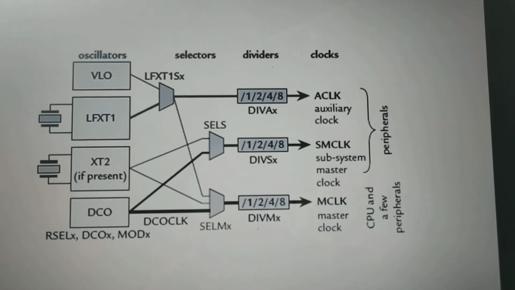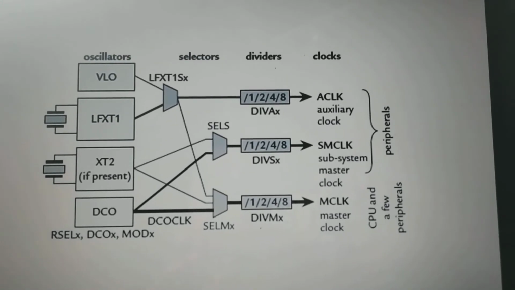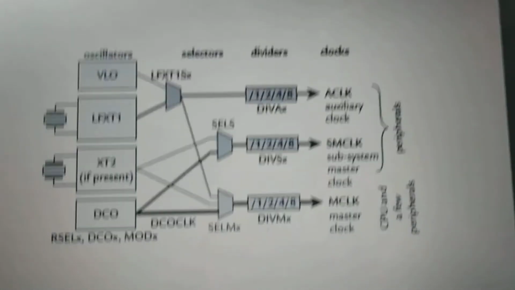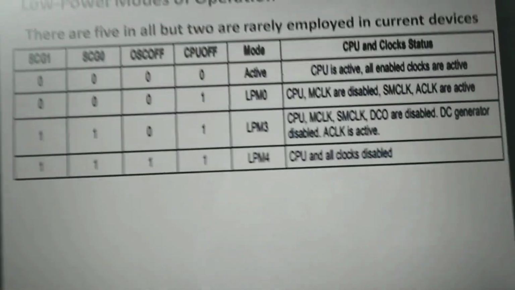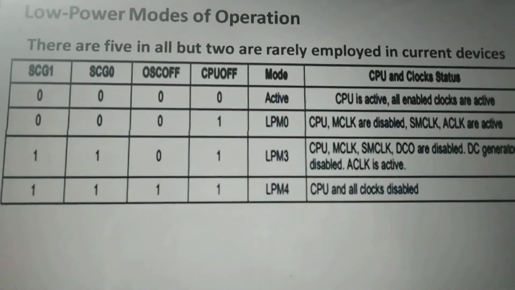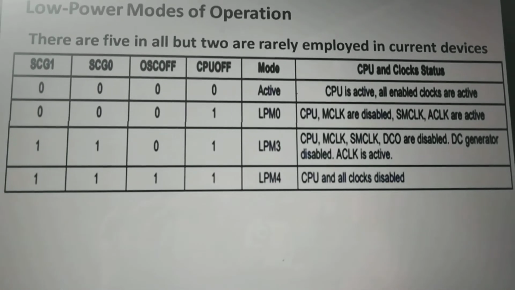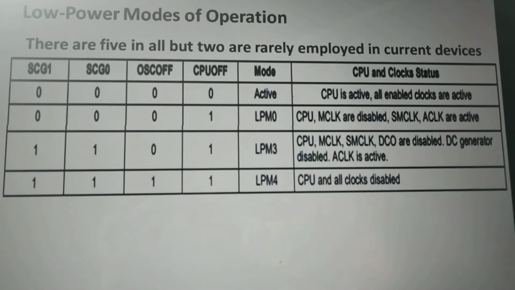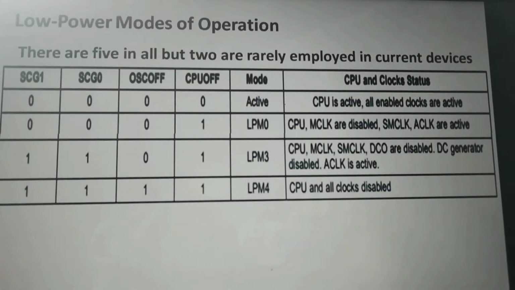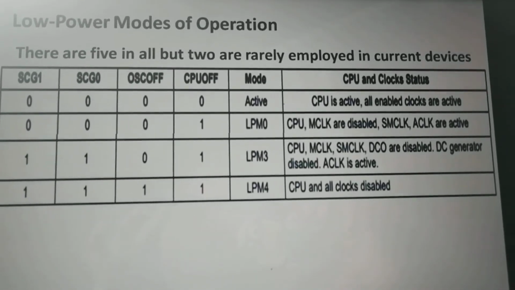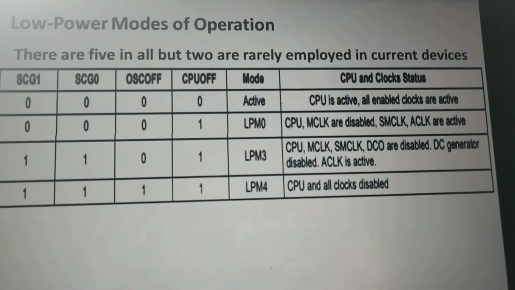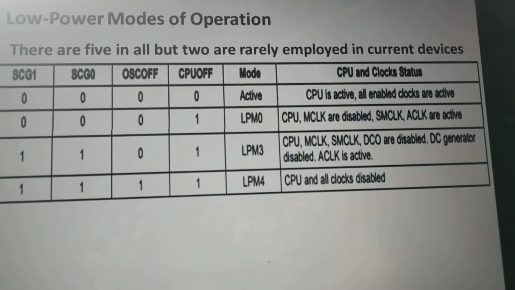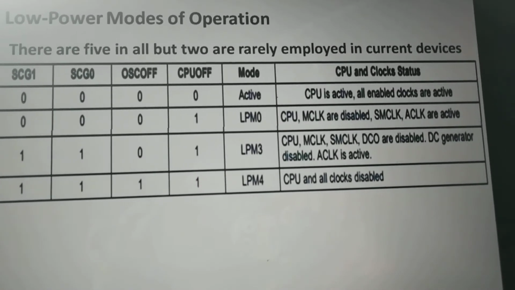So here in the low power modes, we will be reducing the clock frequencies, that is, we will be switching from one clock to the other to reduce the power consumption. Okay, so now coming back, how do we switch off the clocks? We have learned in the status register that 4 bits were related to the low power modes: SCG0, the system clock generator 0, SCG1, OSCOFF, the oscillator off, and CPUOFF.